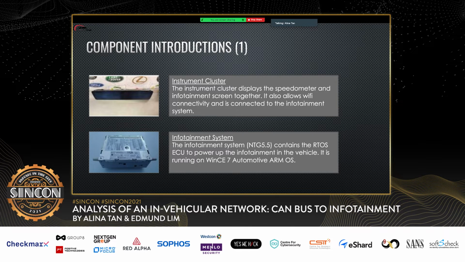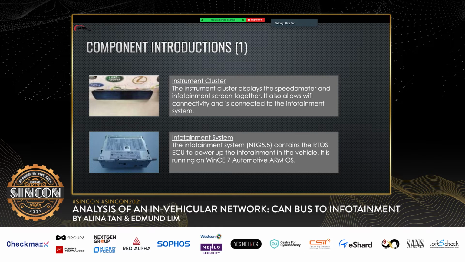So for the component introductions, as I mentioned earlier, the instrument cluster displays the speedometer and the infotainment screen together. It also allows Wi-Fi connectivity and is connected to the infotainment system. When we powered on the whole test bench, we played around with the infotainment system and found that there is a web browser allowing you to surf the internet while you're in the car. So of course the telematics module must be connected to it so that you can surf the internet.